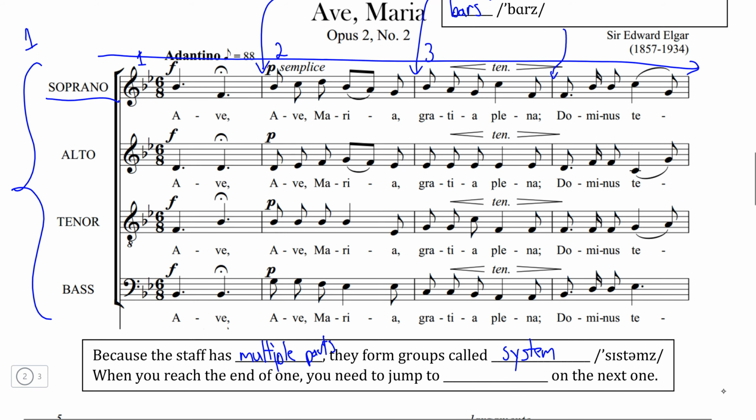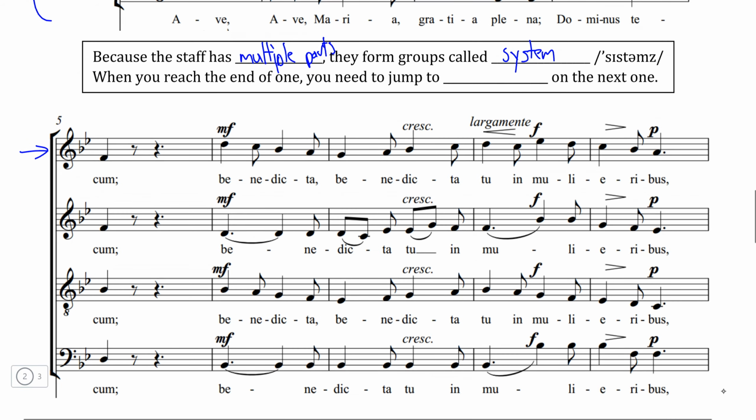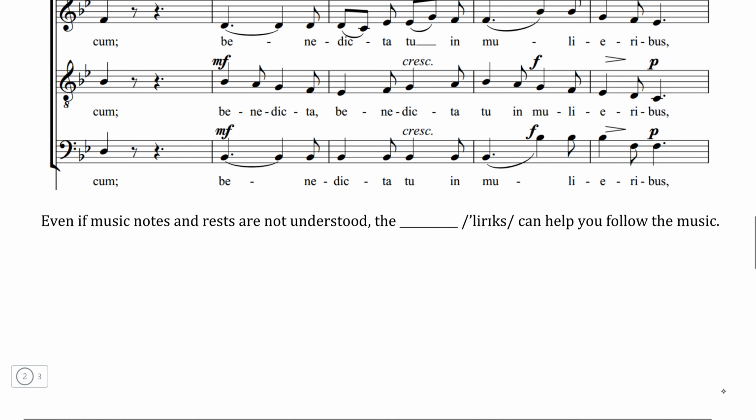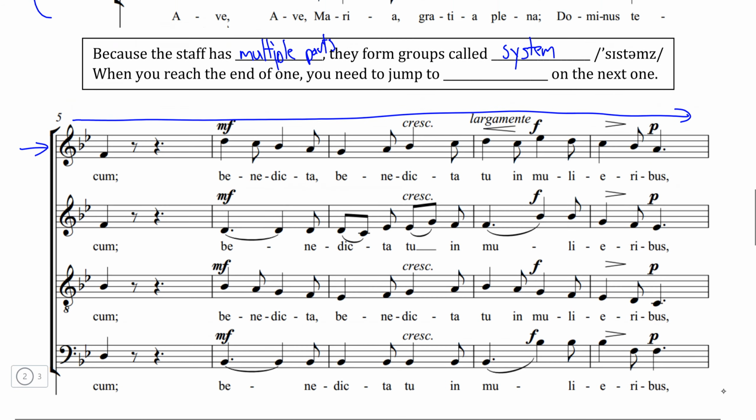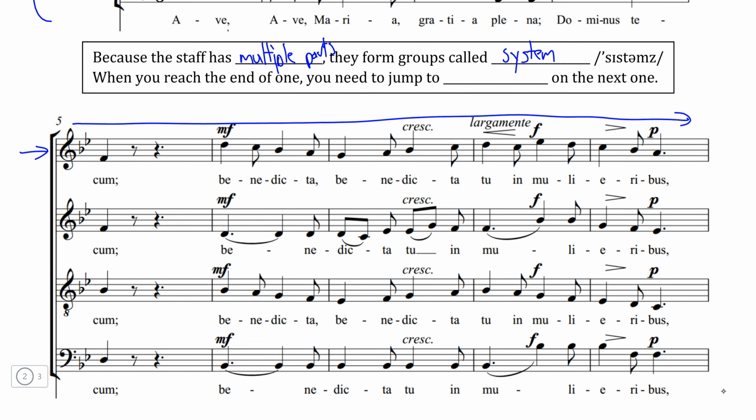So in this case, one unit of soprano, alto, tenor, and bass parts would be called the first system. And when you get to the end of the first system, you would find your part, in this case soprano, down on the second system here, and you would continue to read the soprano part in the second system, and then when you get to the end of the second system, you would skip down to the soprano part in the third system, and so on until you reach the end of the notated music. So putting this in writing, when you reach the end of the system, you need to jump to whichever part you are reading in the next system down here.